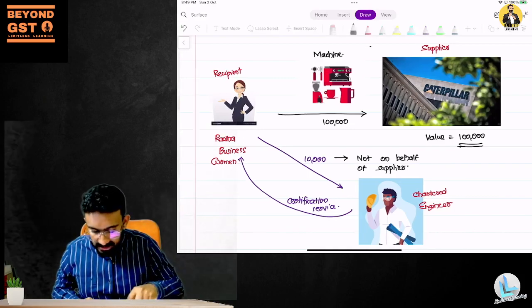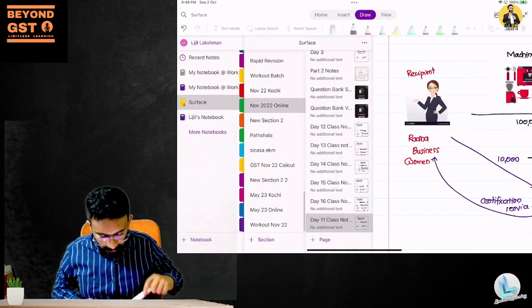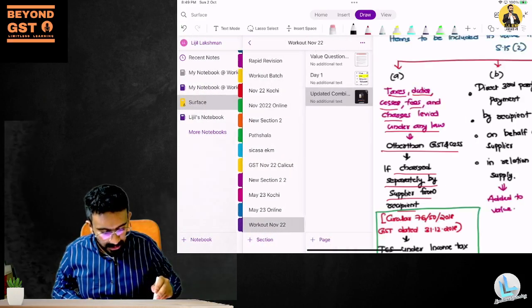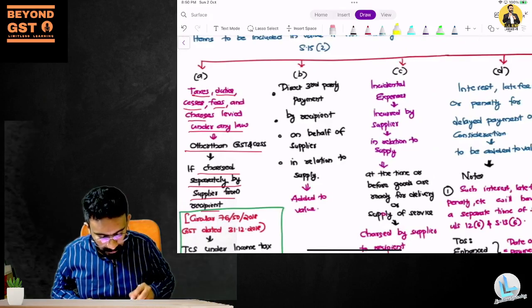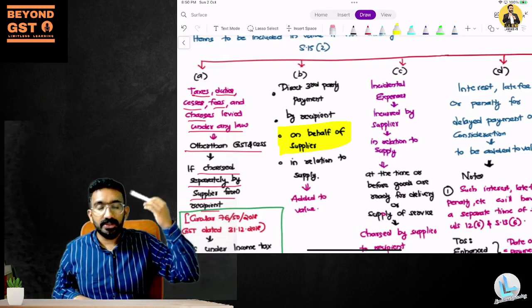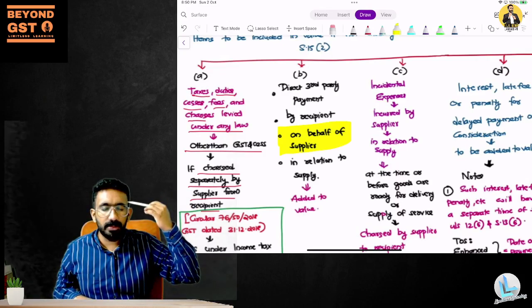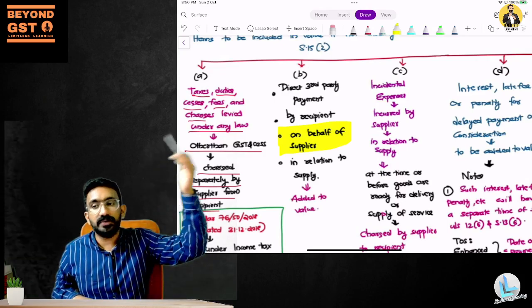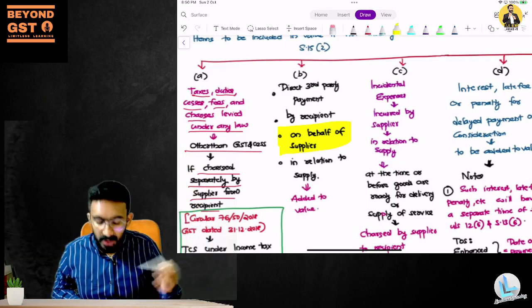All the 4 sentences are important here for us. What are all the 4 sentences that are important? Which is the one which is missing here? One sentence I've given us 4 points. They said direct, you should remember this, direct third party payment by recipient on behalf of supplier in relation to supply. It is not on behalf.